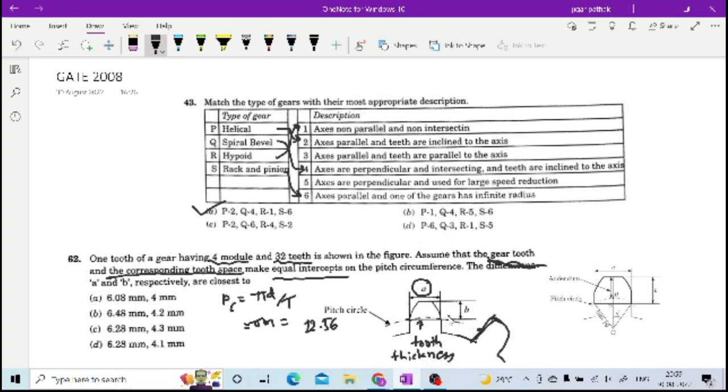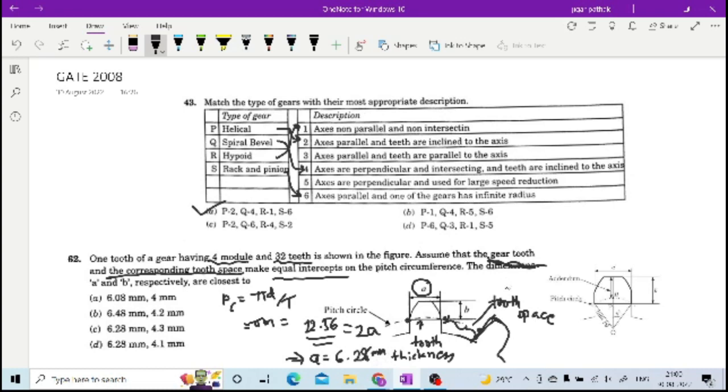and here this is tooth space, from here to here. This is tooth space. So these both are the same, right? Here as it is A, this is also A, and what you have calculated is the distance from here to here. So actually this 12.56 is nothing but 2A, right? So if 12.56 is 2A, then your A will be 6.28, right? So A you have calculated.